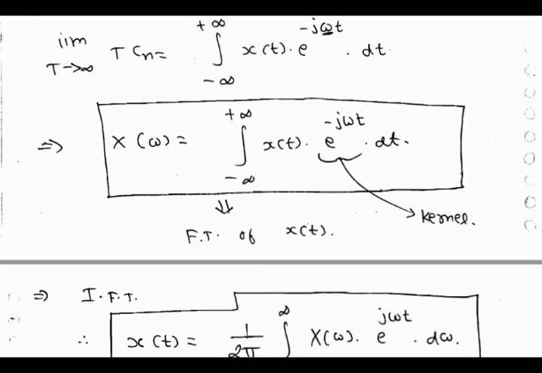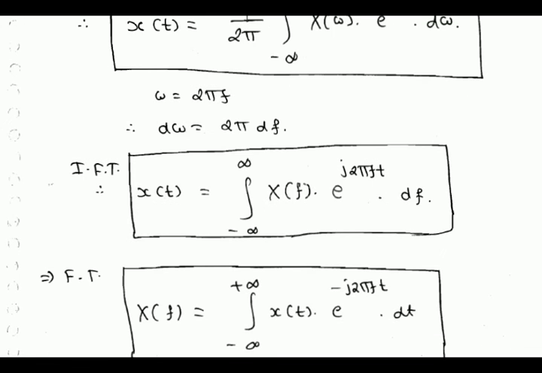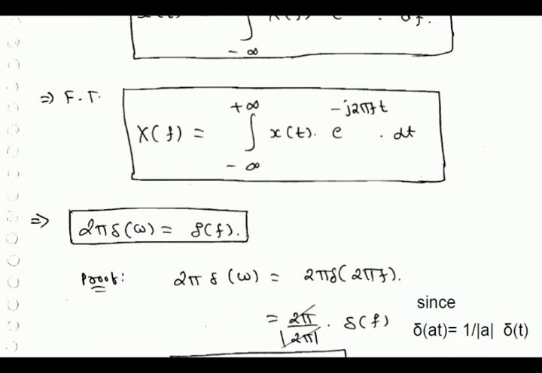The inverse Fourier transform formula you can derive; it's very simple. x of t equals 1 by 2 pi times the integration from minus infinity to plus infinity of X of omega e to the power j omega t d omega. It is in omega terms. If you take it in f terms, the 2 pi term will not come here: the integration from minus infinity to plus infinity of X of f e to the power j 2 pi f t df. So this is the Fourier transform.